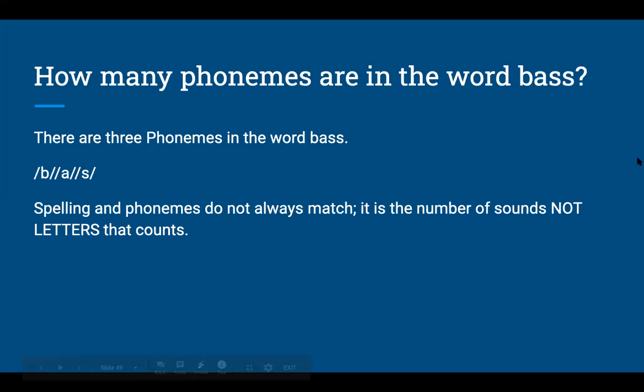So there are 3 phonemes in the word bass or bass. Like I said, up to you. It would be b, a, and then s. So notice that there are only 3 phonemes and there are 4 letters because the s sound, the double S, makes up 1 sound, which is a phoneme. So like I said before, spelling and phonemes do not always match. It's not always the number of letters that counts. Again, it's the number of sounds.